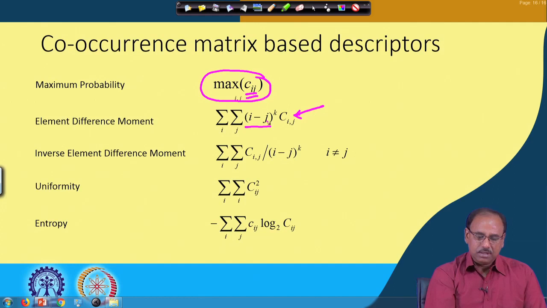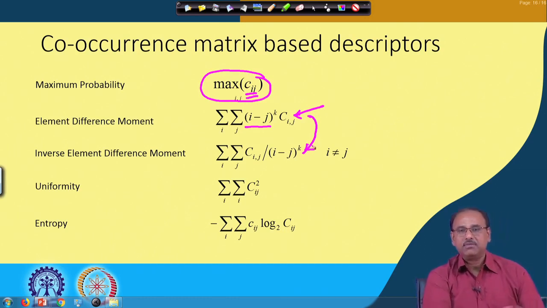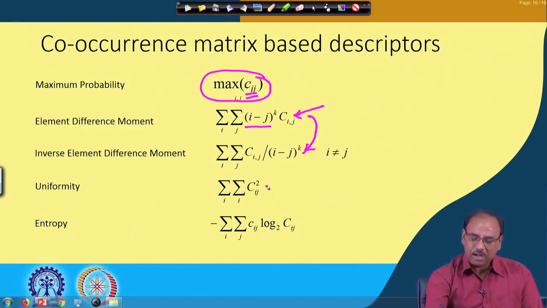Similarly, I can have the opposite one, which is the inverse element difference moment, which is C i j upon (1 plus) |i minus j| to the power k. This will have an effect which is just opposite to the element difference moment. So, when the element difference moment is large, the inverse element difference moment will be low. I can also have a measure of uniformity.